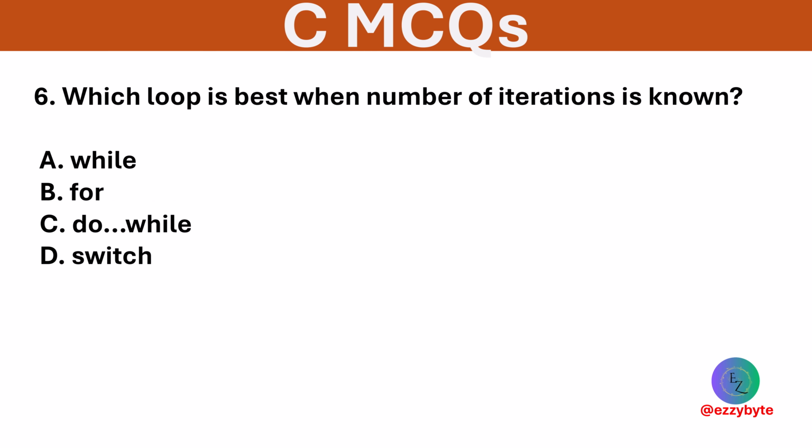Which loop is best when the number of iterations is known? Options are while, for, do while, and switch. Option B is correct. The for loop is ideal when the number of iterations is known.